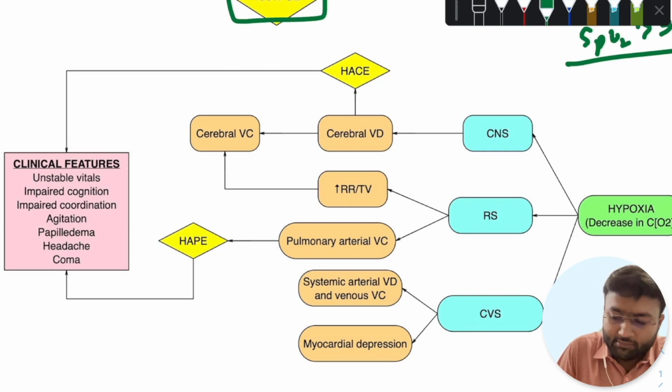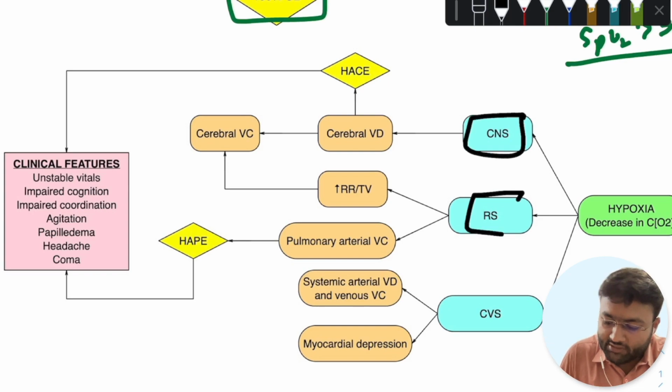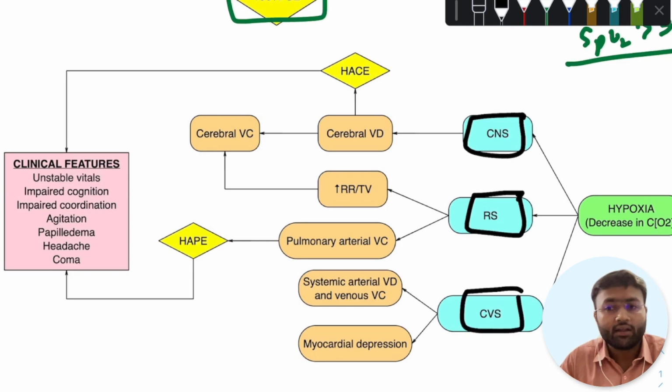So in this arm, just remember that hypoxia causes changes in all the three major organ systems of the body that are responsible for sustaining life. So CNS, respiratory system, as well as the cardiovascular system are affected.